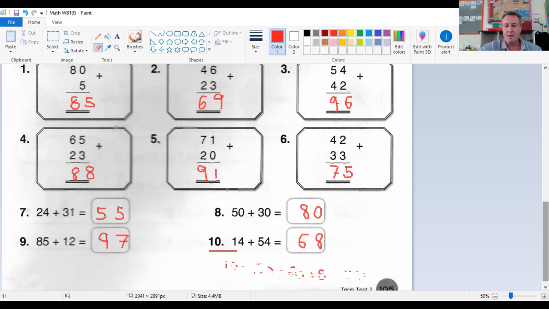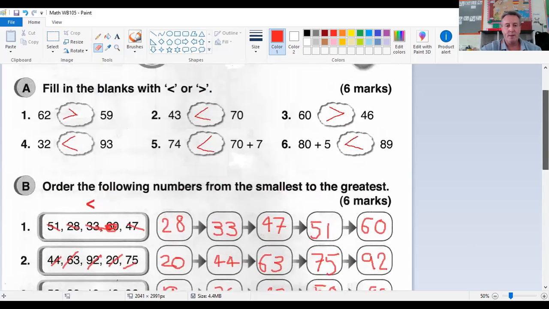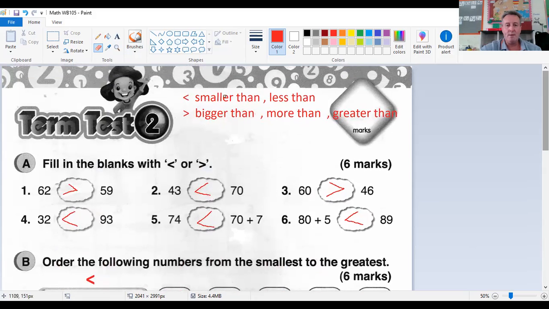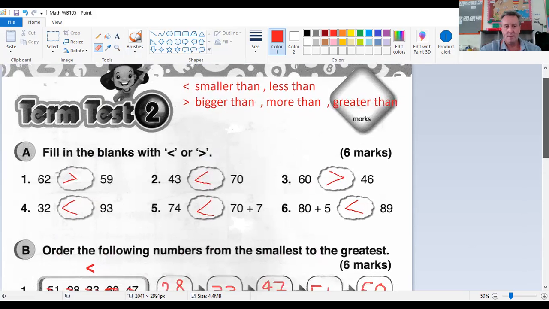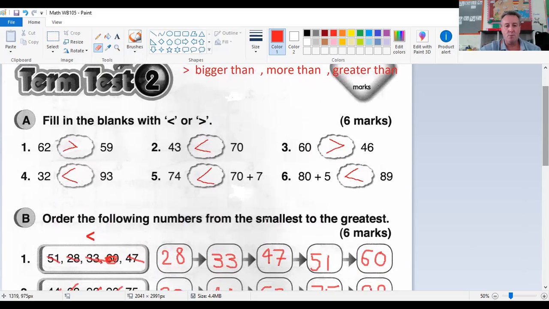So there we go. There's our first page. Don't forget our smaller than or less than sign. For this one, the bigger than, the more than, or the greater than, that's that sign. And when we go from smallest to biggest, smallest to greatest, that's when we're using our smaller than sign. And from biggest to smallest is the other way around.